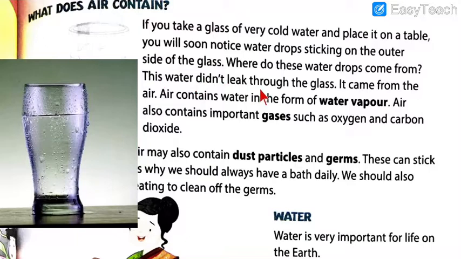This water didn't leak through the glass. So there is no leakage in the glass. Don't change your glass if this happens. Don't throw it away saying, oh, there is a leakage in the glass. No, it came from the air. These water droplets came from the air.